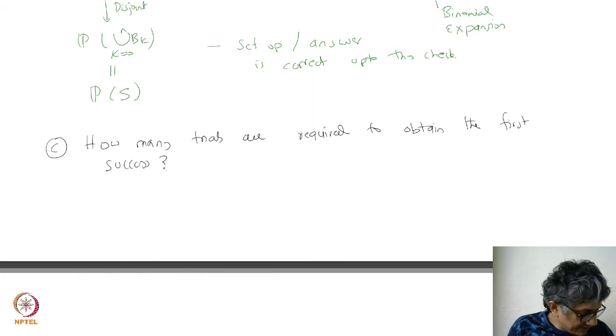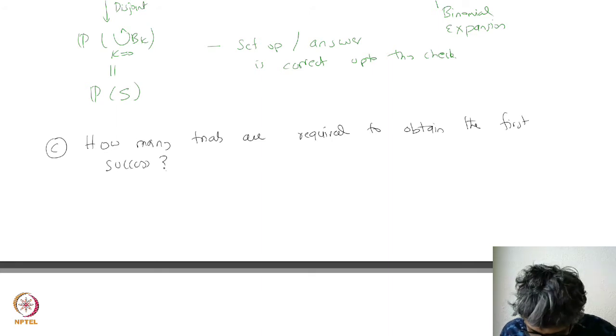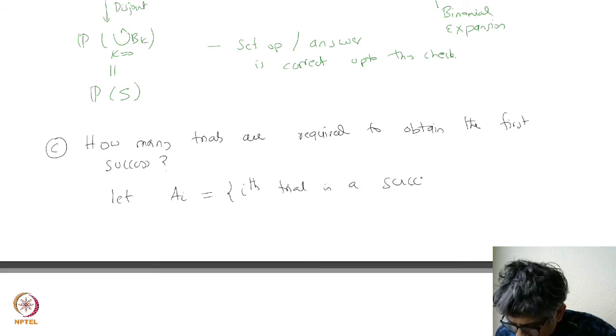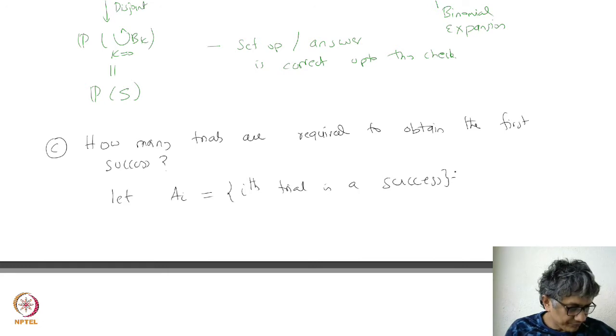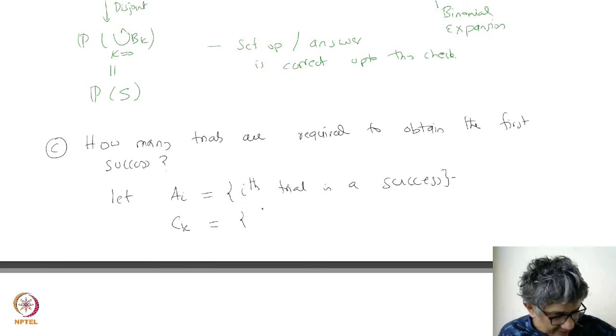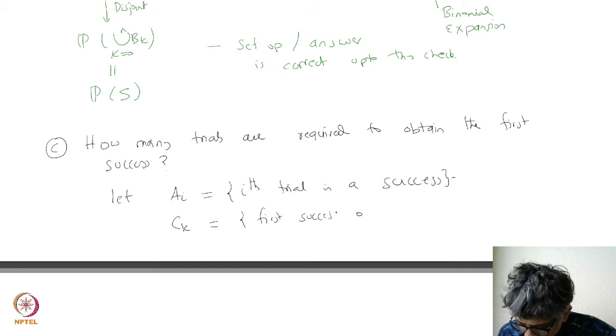So how does one do this? That means, let's say you can have a success in the first trial. Let's do the answer. Let me write it down properly. Ai is the event that the ith trial is a success. And let Ck be the event that the first success occurs in the kth trial.